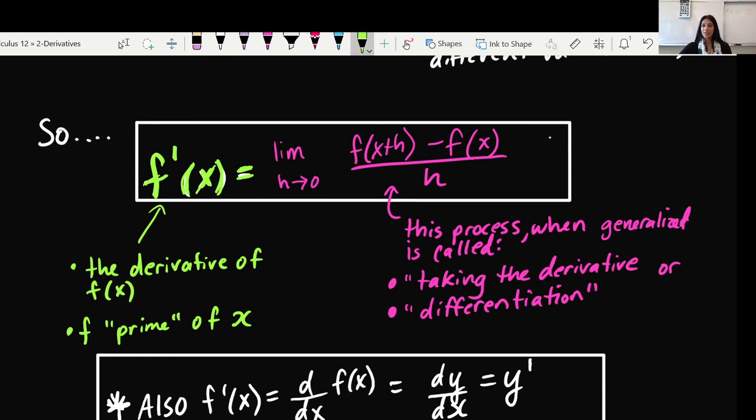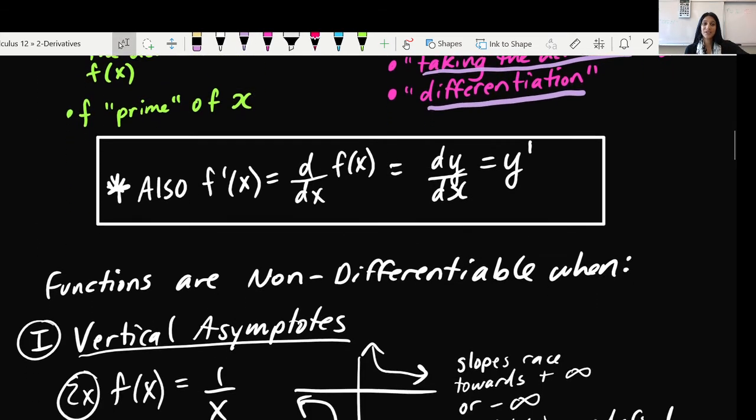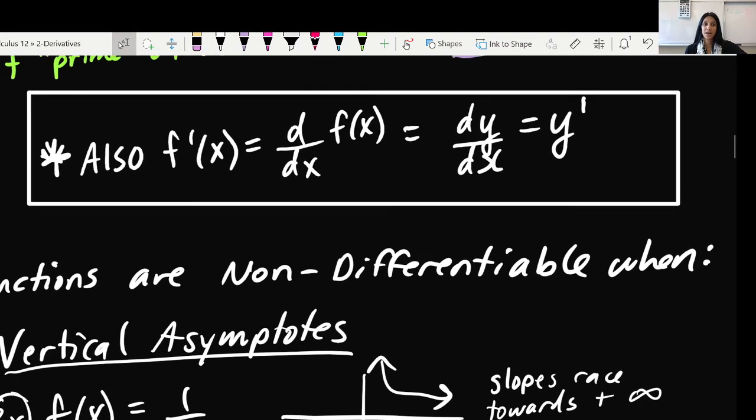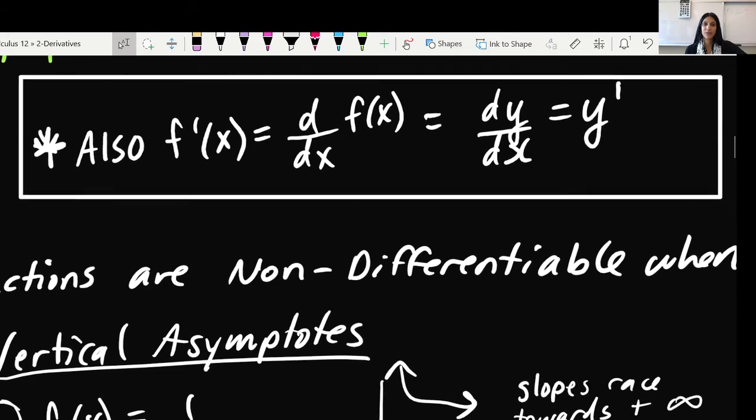In pink here, this process, when generalized, is called taking the derivative or differentiation. So these are new terms for you. So taking the derivative and differentiation. This is new vocabulary that you're also going to need to know moving forward. Okay, also, today's the first day I'm introducing you to this, but you'll see it's going to come up time and time again in different forms.